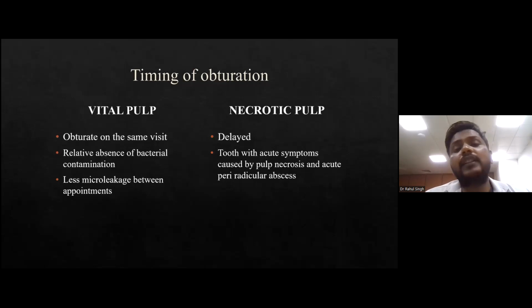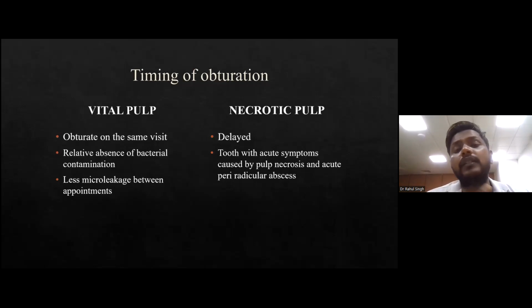If the patient has a vital pulp or a partially vital pulp or partial necrosis, you can obturate in the same visit. You can access open, do your chemical mechanical preparation, cleaning and shaping, and obturate in the same visit. Because there is a relative absence of bacterial contamination in that visit, and with multiple visits, more microleakage can be seen in subsequent visits. So we are avoiding that. We are not looking for any microleakage if we are obturating in the same visit.